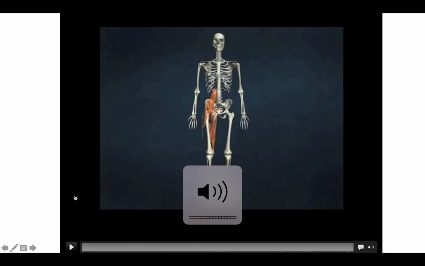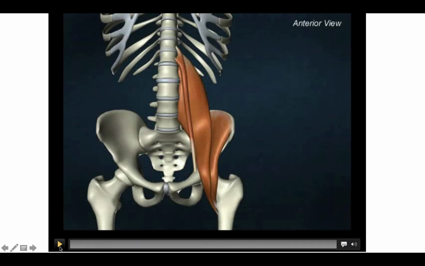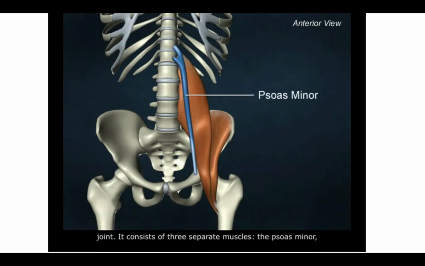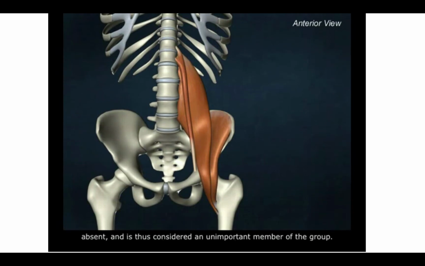Okay, here we're going to watch a couple of videos on some of the muscles we've discussed so far. Iliopsoas is one of a group of 9 flexor muscles that cross the hip joint. It consists of 3 separate muscles: the psoas minor, the psoas major, and the iliacus. Psoas minor is quite small, often absent, and is thus considered an unimportant member of the group.